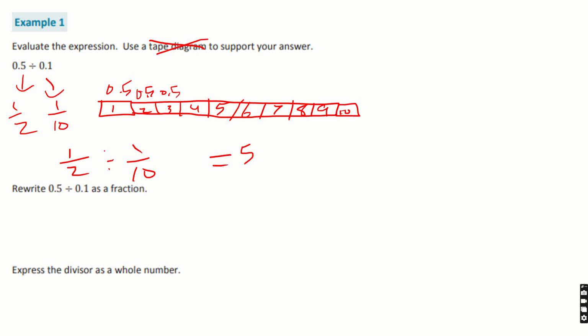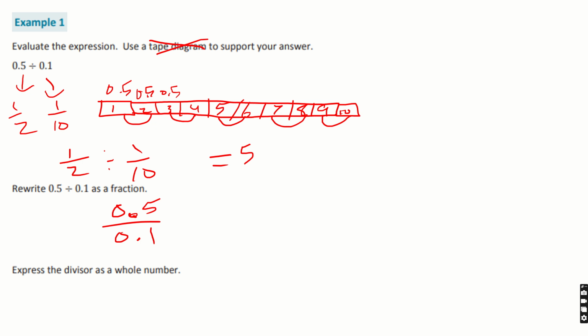And if we look at it, 0.5 and 0.5, that's one whole. 0.5 and 0.5, that's another whole. I see 5 of those loops, so it should be 5 wholes. But we can also rewrite this as a fraction where, again, we take the first number and put it on top, and we take the second number and put it on bottom, right?